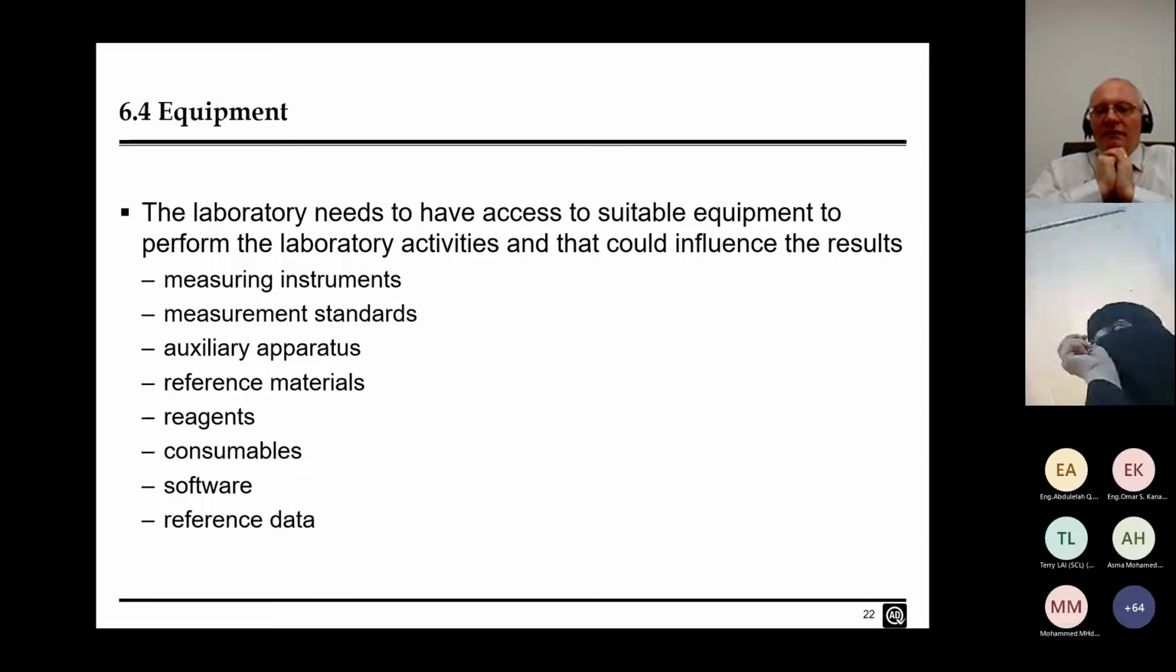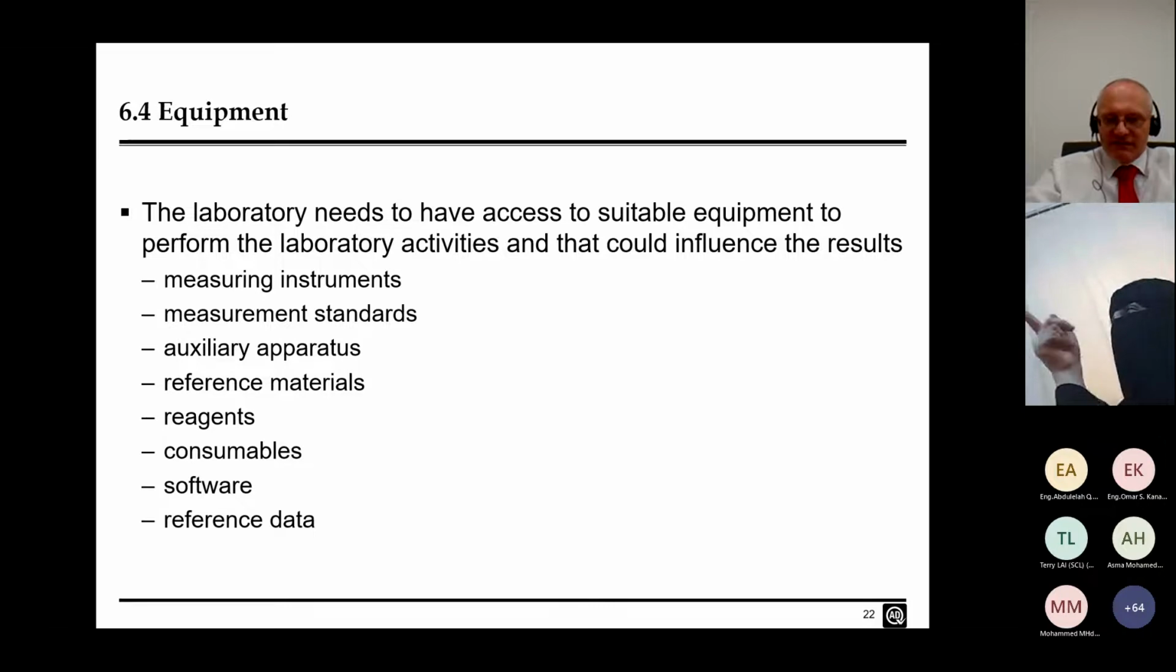You need to have suitable equipment for the activities, for the things you're doing. Anything that could influence the results, it has to be available to you. You don't necessarily have to own it, but you have to have access to it. An example of the things you may need: the measuring instruments and standards. You may need some auxiliary apparatus. You may need pressure lines, compressed air. You may need vacuum pumps.